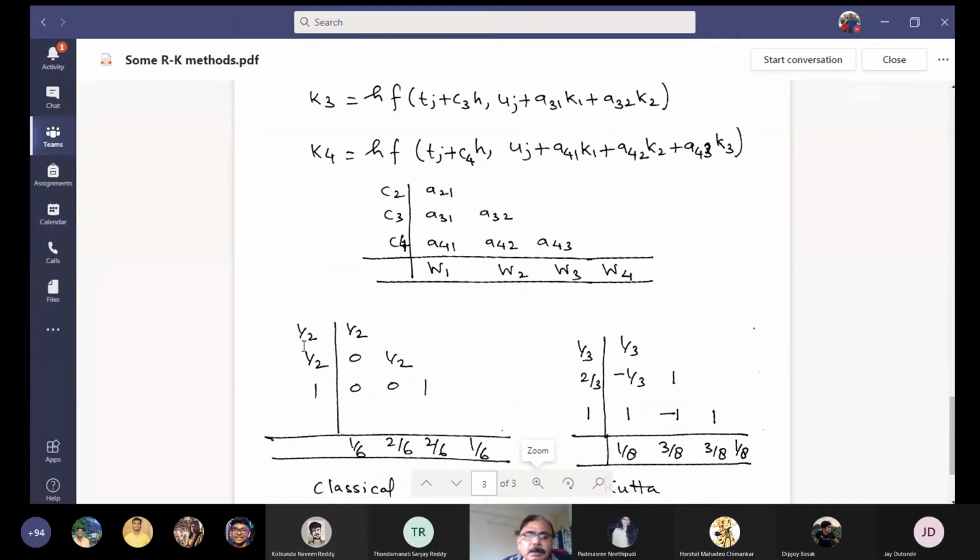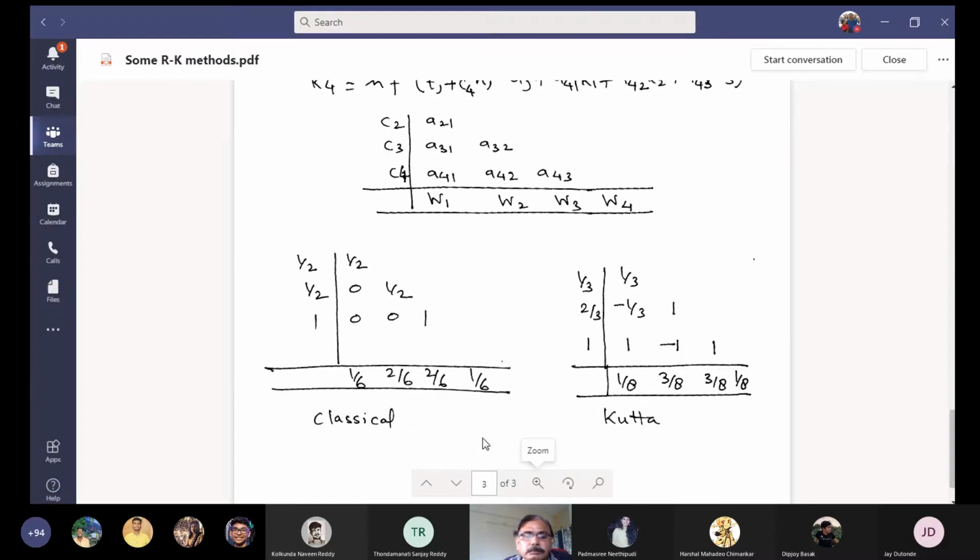Your C2 is half, A21 is half, and then C3 is 1 by 2, and then A31 is 0, and then A32 is half, and similarly your C4, A41, and then A42, A43, and then W1, W2, W3, W4.